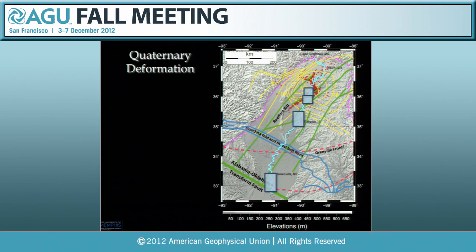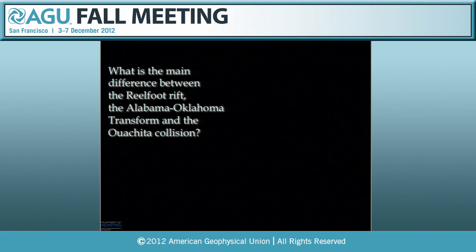So maybe one of the most striking conclusions of our imaging was that along 950 kilometers of profile, we find this seismicity, this Quaternary deformation, associated with the edge of the Reelfoot rift and the Alabama-Oklahoma transform, but nothing was associated with the Ouachita front. So the Ouachita front has not been reactivated in the Quaternary. So maybe a question that we should ask is, what's the difference between the Reelfoot rift, the Alabama-Oklahoma transform, and the Ouachita collision? And the answer is that I don't know.